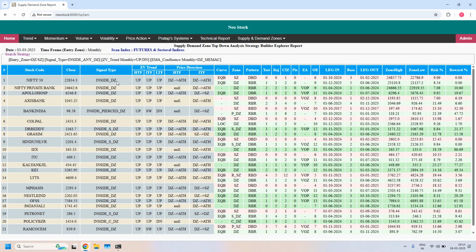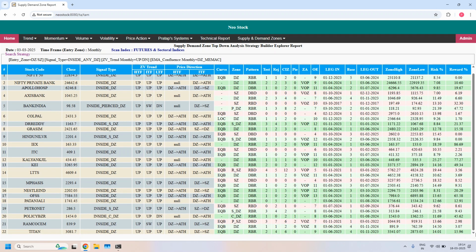See, NIFTY is also inside the monthly demand zone, and this monthly demand zone is having monthly EMA confluence. Okay, I'm scrolling the list down. So total 22 stocks are filtered.